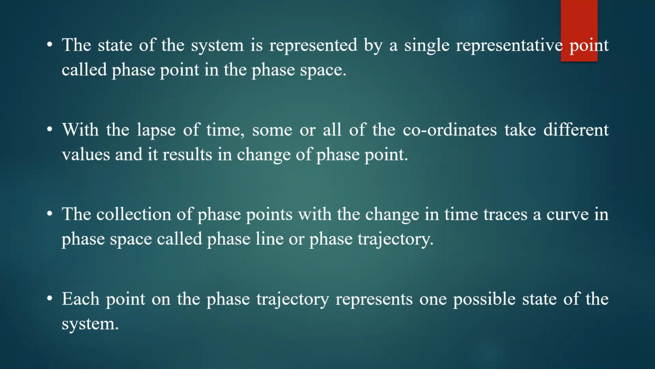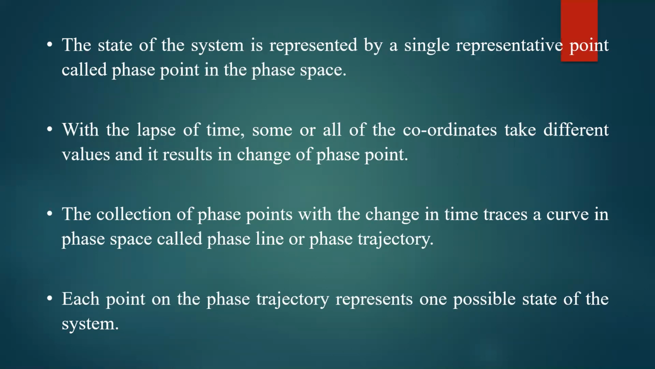Then you have to find the position of the particle and the momentum of the particle at a particular time and indicate that point. That point is called a phase point. In phase space, each and every point is called a phase point. That will be the representation of the state of the system.